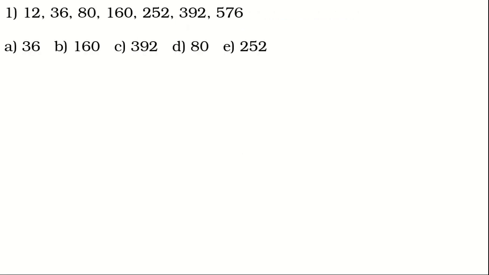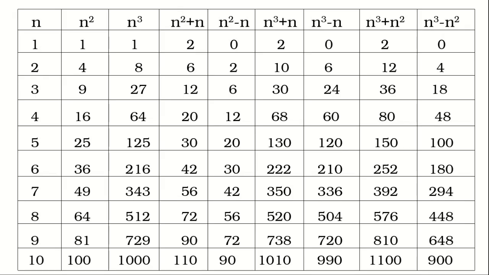Let us discuss the first one. In lesson 4, we are done with these kind of questions. The given numbers are related to exponents. In order to solve this question, I want you to remember these numbers. Look at the table once. N, n square, n cube, n square plus n, n square minus n, cube plus n square, cube minus n square, and n cube minus n square.